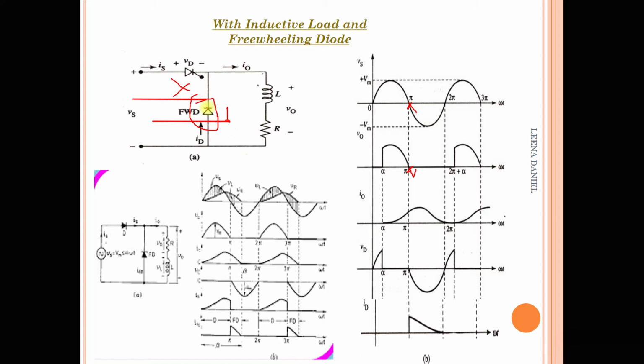Hence, the function of this freewheeling diode is to improve the voltage waveform, it improves the current waveform, and the overall efficiency of the circuit is improved. And the power factor is also improved due to connecting this freewheeling diode. So this is the function of the freewheeling diode, and this freewheeling diode can also be connected in an uncontrolled rectifier. Okay.